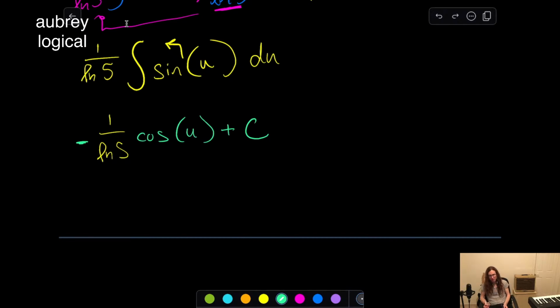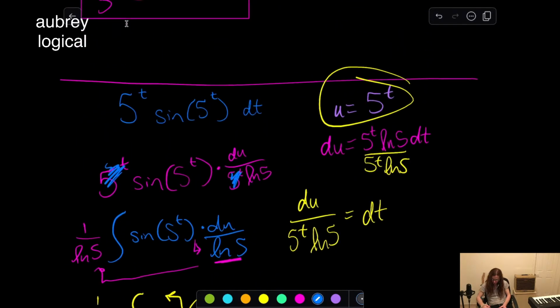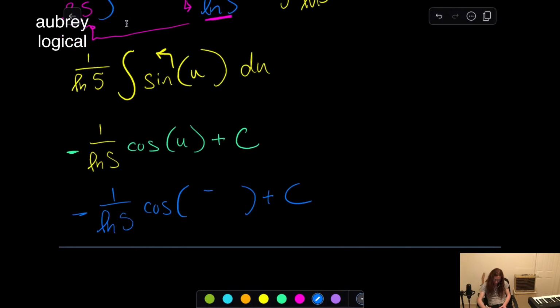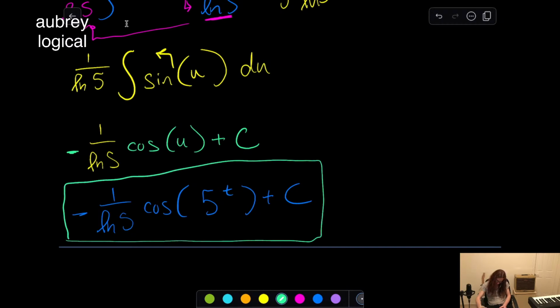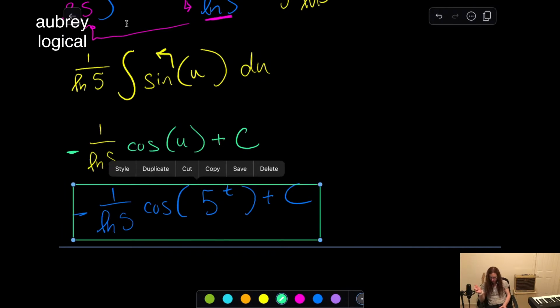Anyways, finally, our answer to this problem is negative 1 over ln 5 times cosine of 5 to the t plus c.